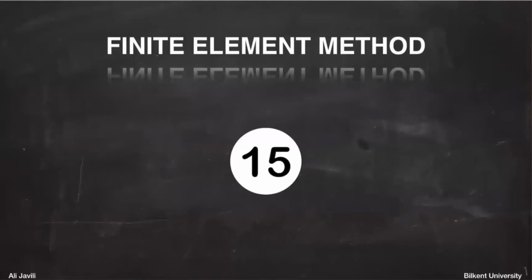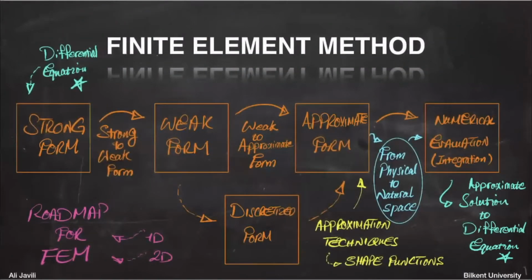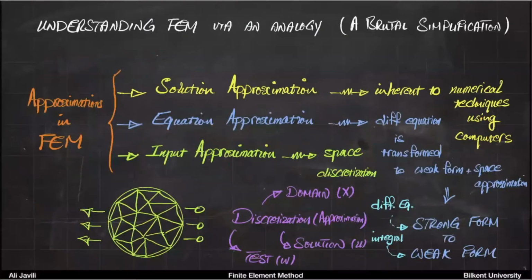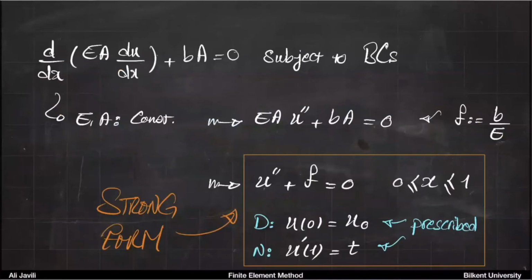I will, as always, start with a little introduction and overview of what we have done, and then we come to what we want to do today. So this was our map of the finite element method. We started from a differential equation and we want to go to an approximate solution. And we talked about different types of approximations that are inherent to a finite element method.